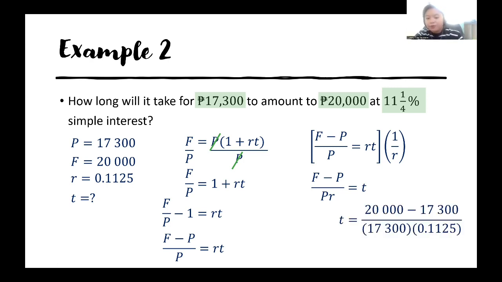All you have to do is substitute the variables, and then you will get 1.39 years. You can study this more. You don't have to derive the formula by the time of the exam, so just memorize the formula.